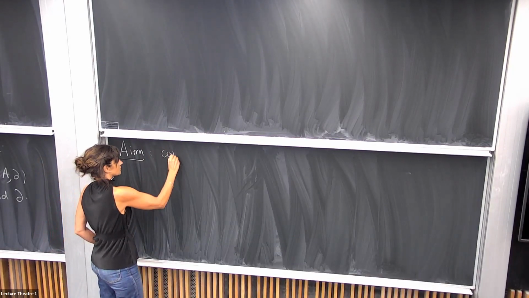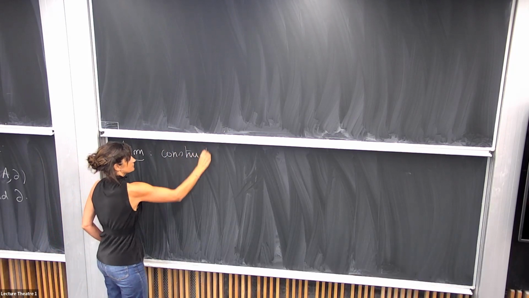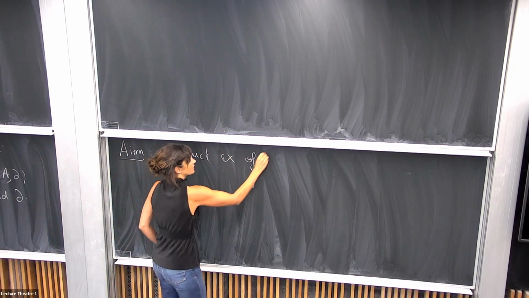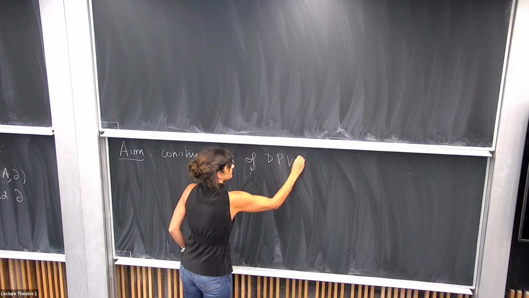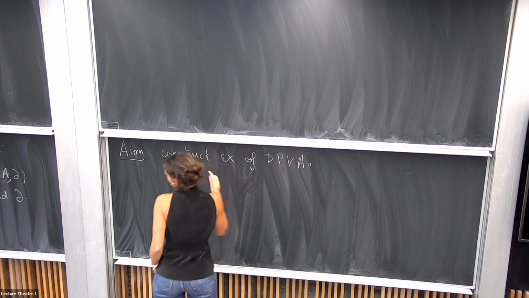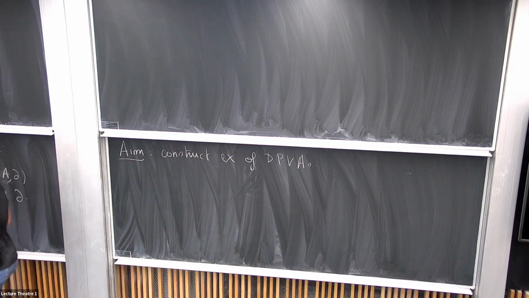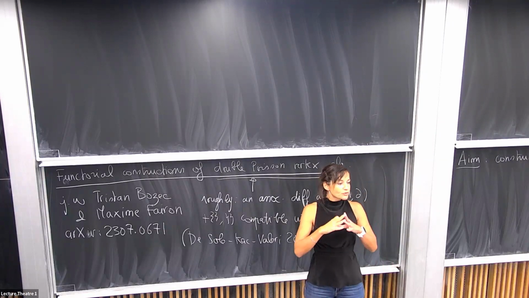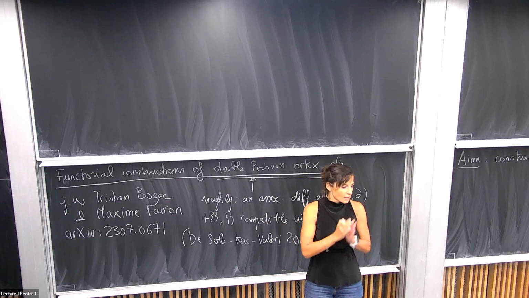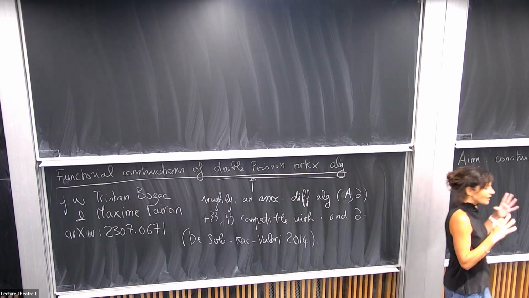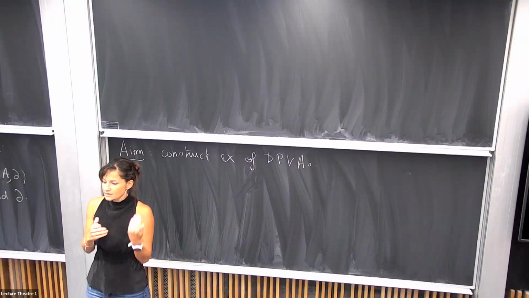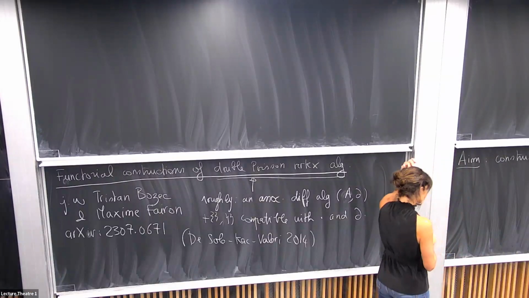So, construct examples of double Poisson vertex algebras using functorial constructions. In particular, I'm going to use jet algebra constructions. Let me explain the general idea, and I will go back to the details after. So the idea is the following.